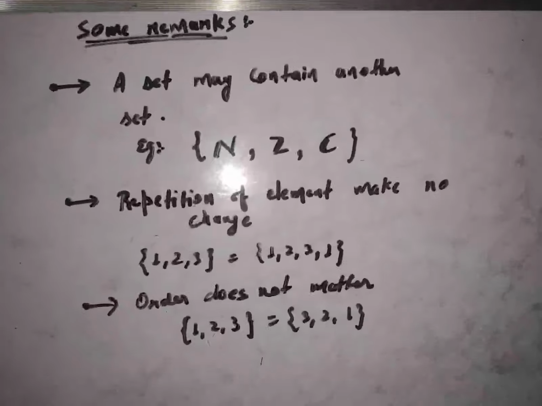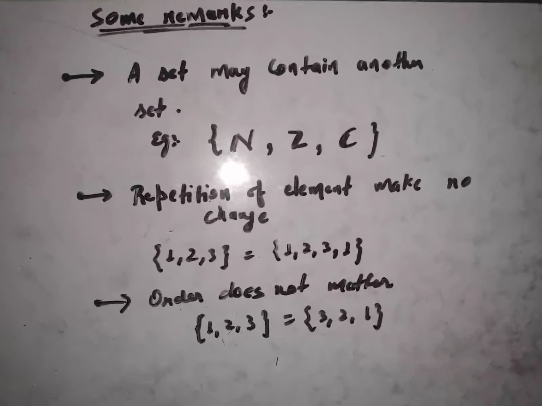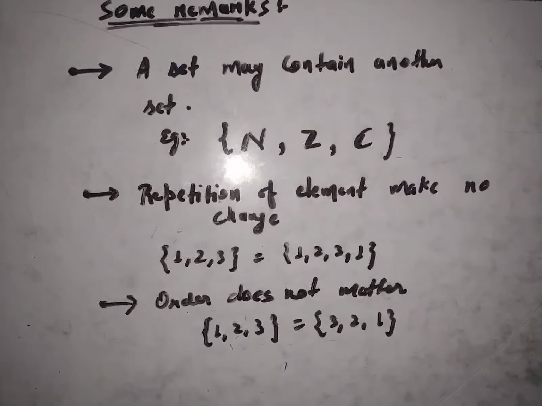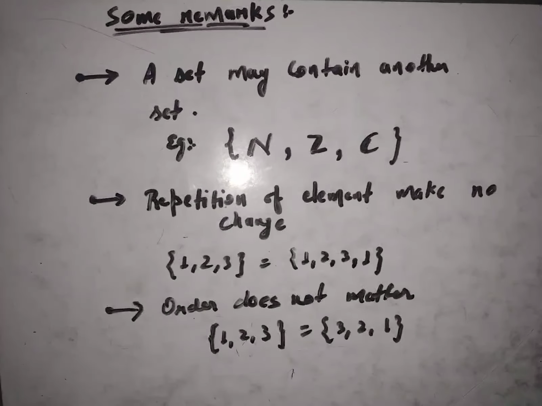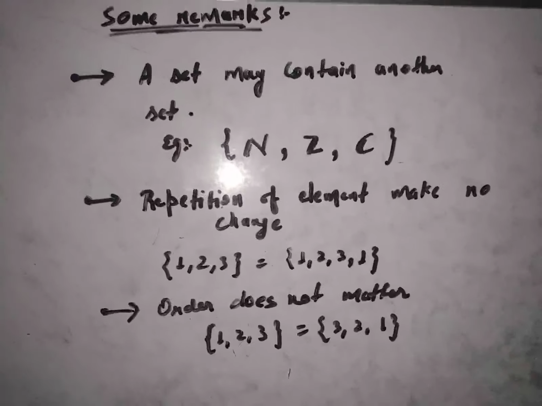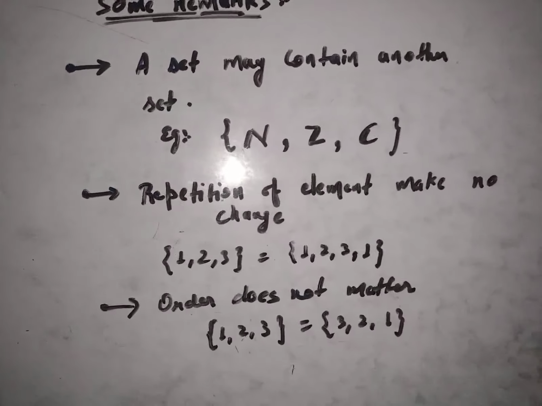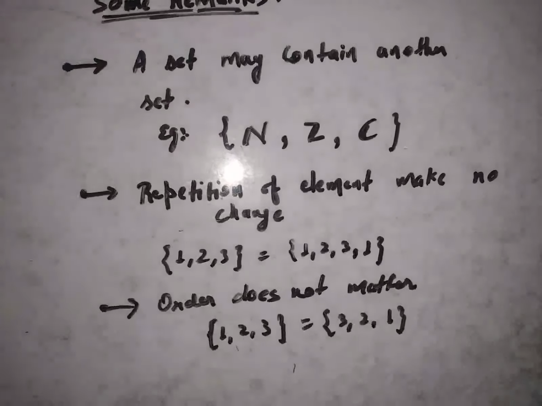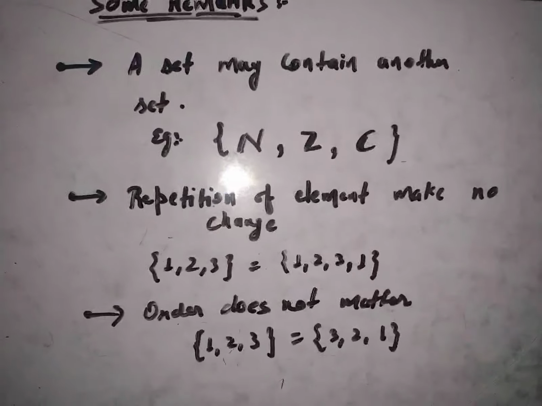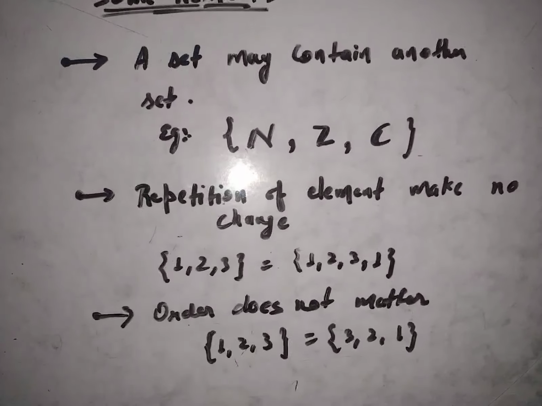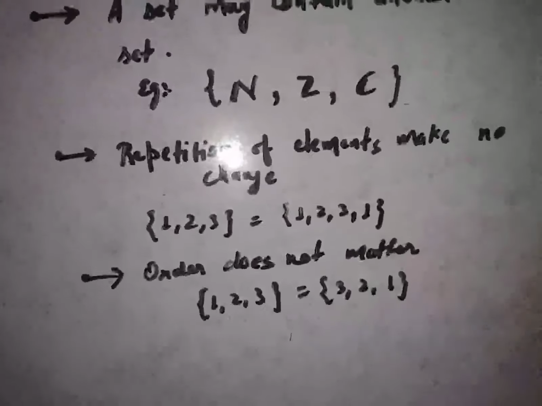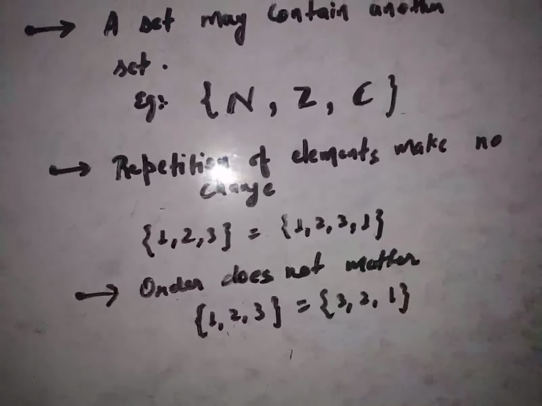Now let's begin this lecture with some remarks which we learned in the first lecture. The first remark is a set may contain another set. Example, this set contains all natural numbers, all integers, and all complex numbers. So a set may contain another set, and it is also true that a set may contain itself. The second remark is that a repetition of elements makes no difference.